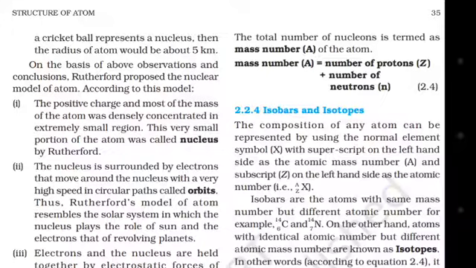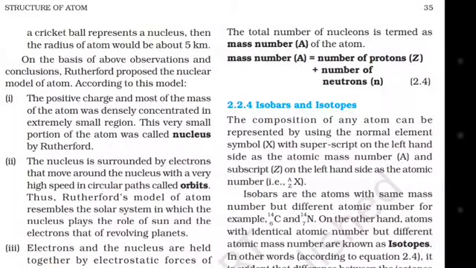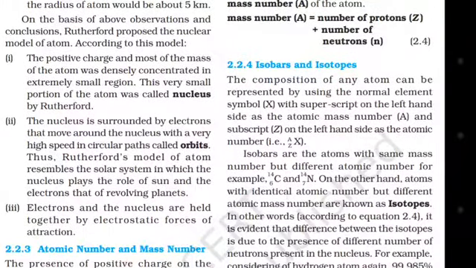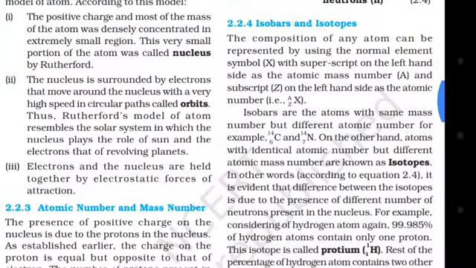On the basis of the above observations and conclusions, Rutherford proposed the nuclear model of the atom. According to this model, first, the positive charge and most of the mass of the atom was densely concentrated in an extremely small region. This very small portion of the atom was called the nucleus by Rutherford. The nucleus is surrounded by electrons that move around the nucleus with a very high speed in circular paths called orbits. Thus, Rutherford's model of the atom resembles the solar system, in which the nucleus plays the role of the sun and the electrons that of revolving planets. Third, electrons and the nucleus are held together by electrostatic forces of attraction.